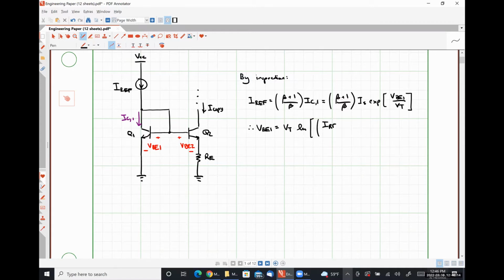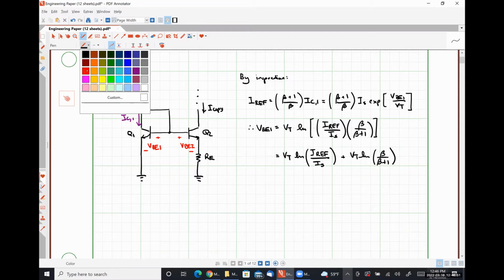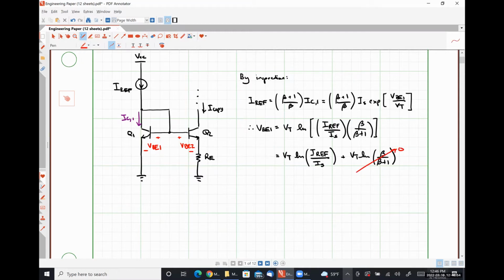IREF over IS times beta over beta plus 1, which is the same as VT natural log IREF over IS plus VT natural log beta over beta plus 1, where we are going to say that that natural log of beta over beta plus 1 term is approximately 0, which should be true if beta is large, okay?